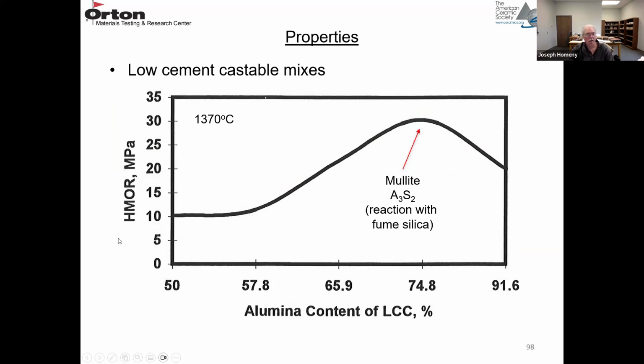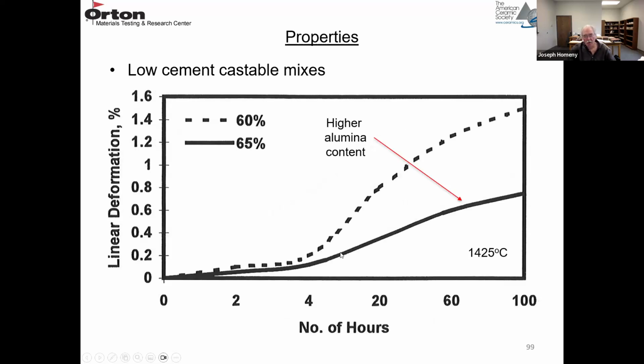This is another low cement castable, hot MOR in megapascals versus alumina content. And in this region here, about 75% alumina, these measurements were made at 1370 degrees C. This is where you form your maximum mullite content, and that's where you're going to have your maximum strength. Remember, mullite forms those interlocking, needle-shaped crystals that give good strength.